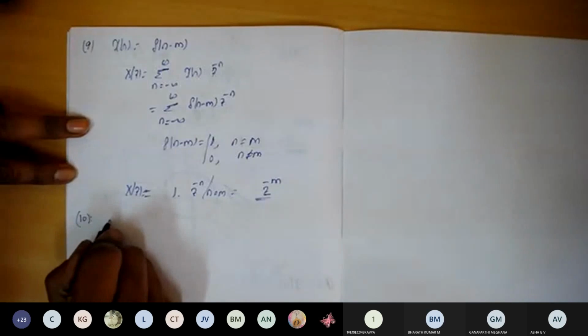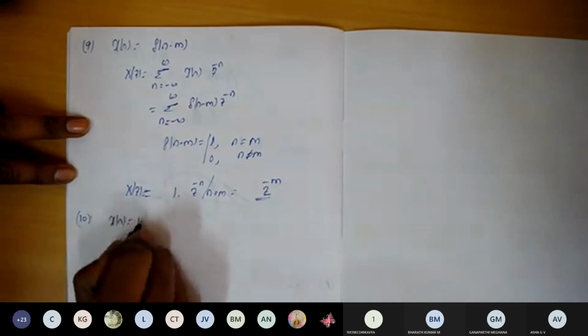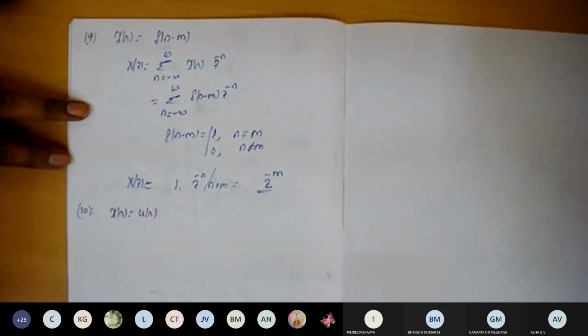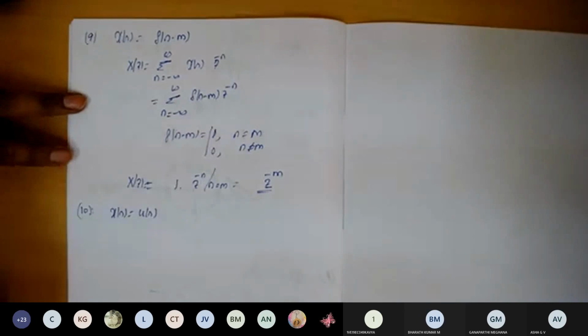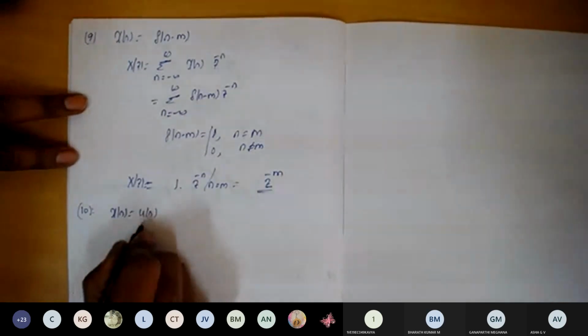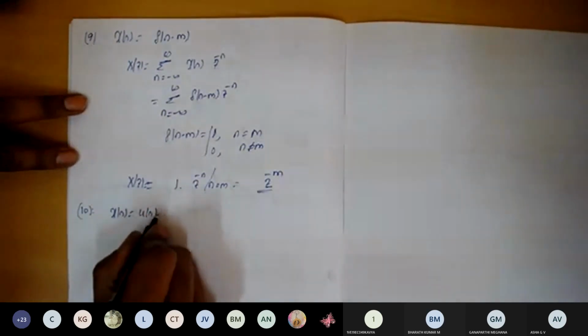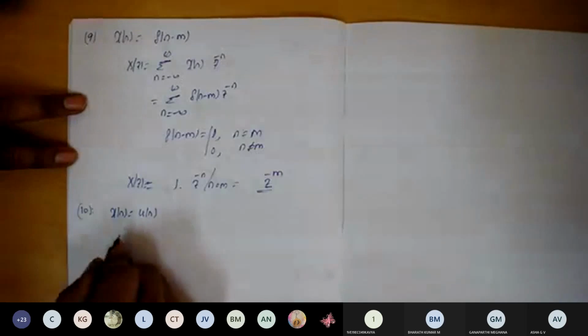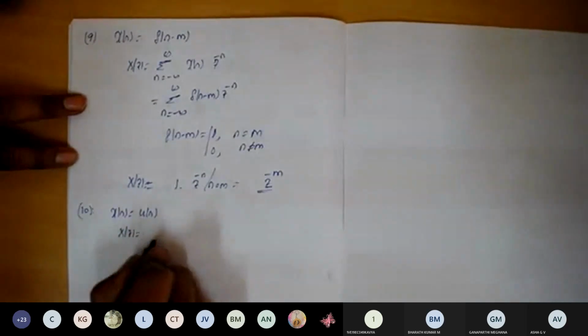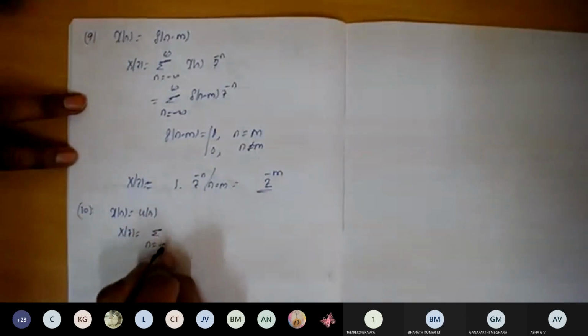So we'll take the z transform of the unit step function, x of n is equal to u of n. Let us consider the z transform of the unit step function. This is similar to alpha to the power of n into u of n, where the value of alpha is equal to 1 here. So let us write the formula for the z transform.